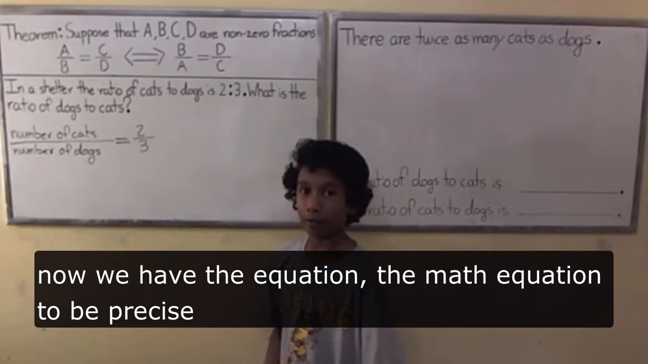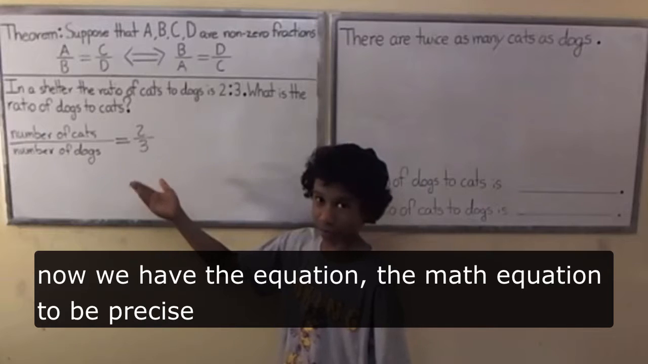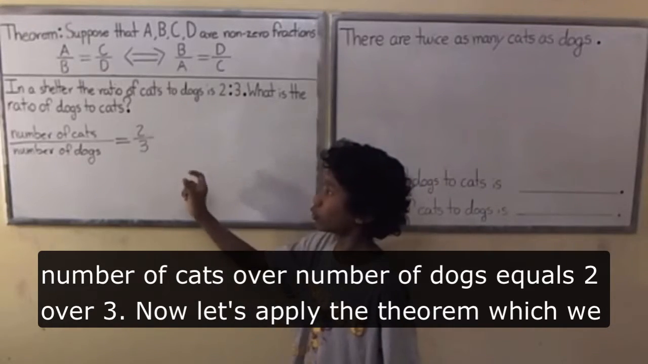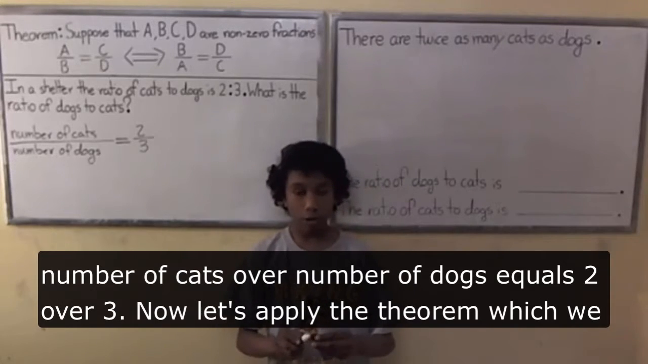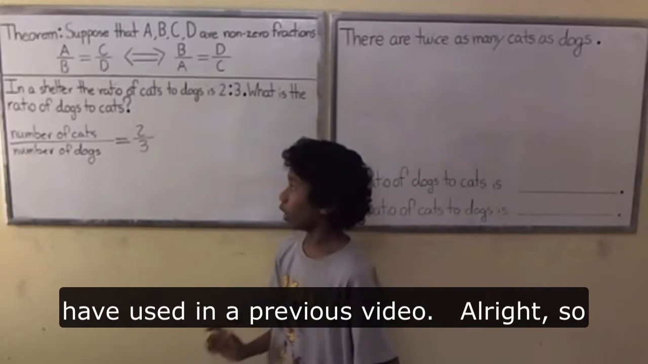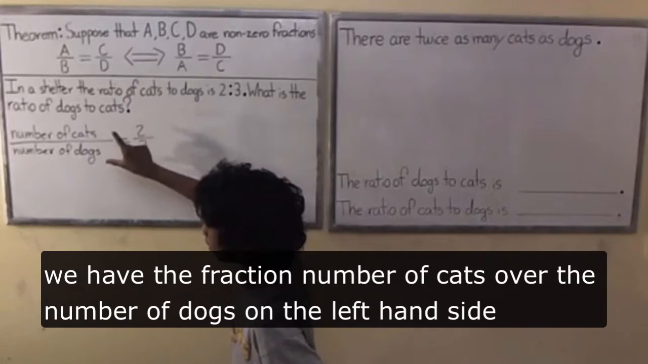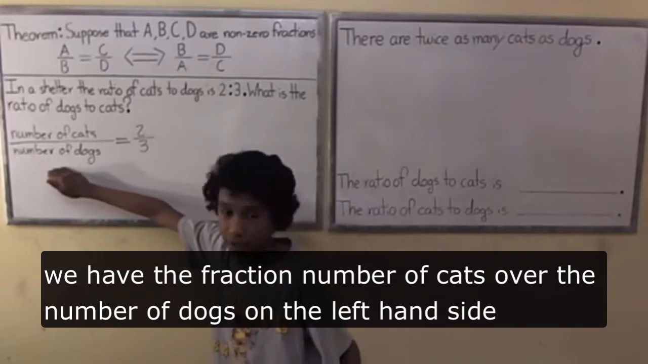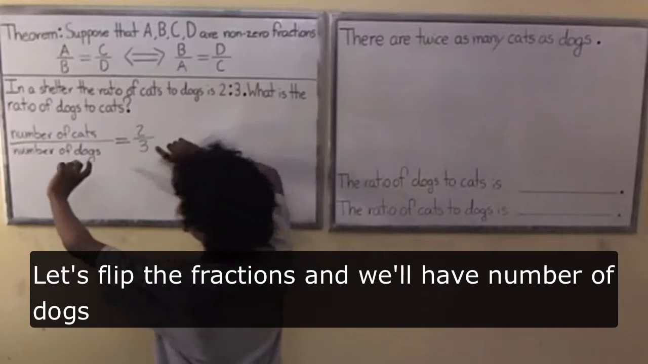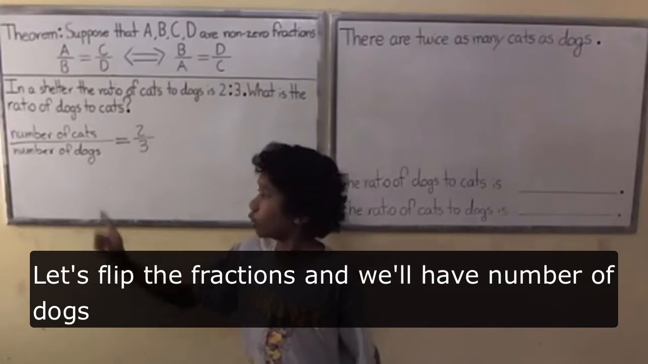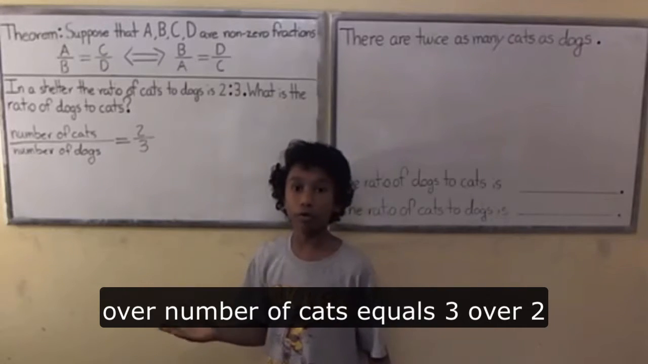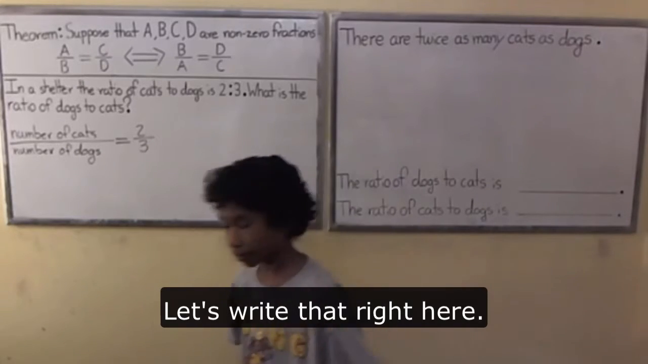Alright, so now we have the math equation to be precise. Number of cats over number of dogs equals 2 over 3. Now, let's apply the theorem which we have used in our previous videos. We have the fraction number of cats over number of dogs on the left-hand side, and on the right-hand side we have 2 over 3. So let's flip the fractions, and we'll have number of dogs over number of cats equals 3 over 2. So let's write that right here.